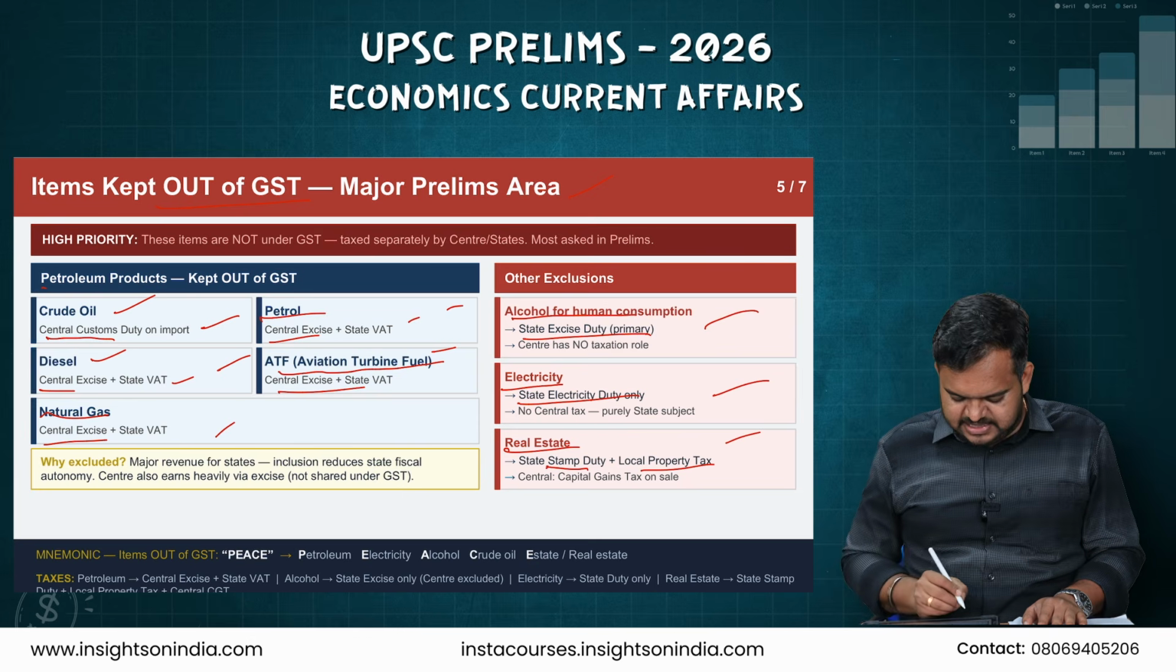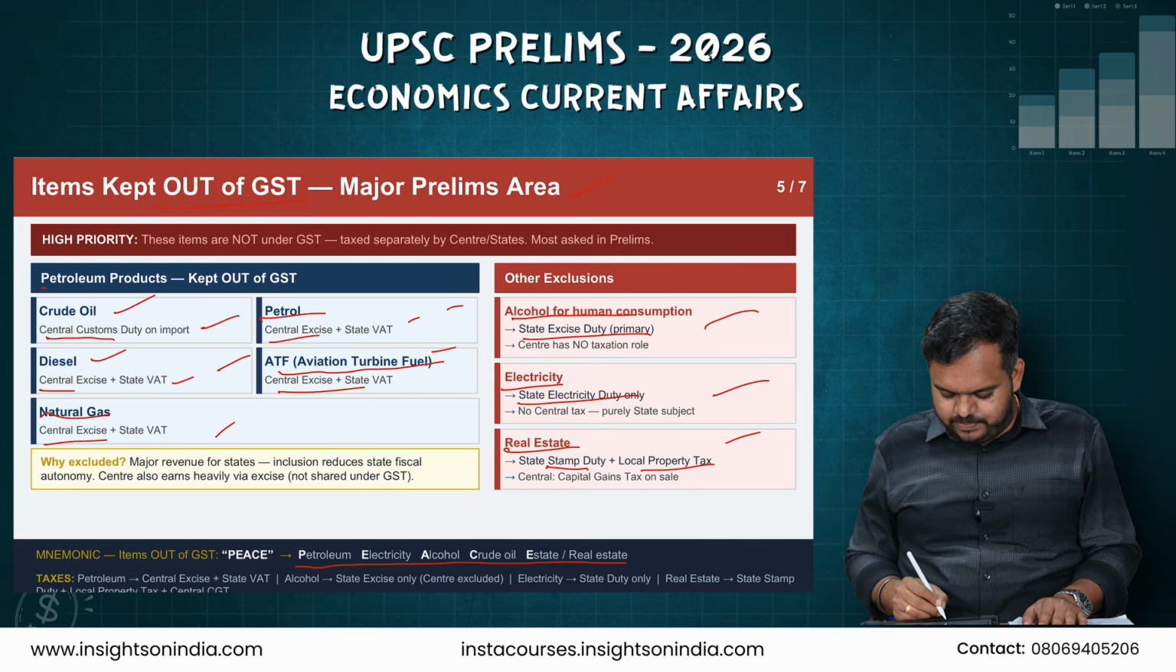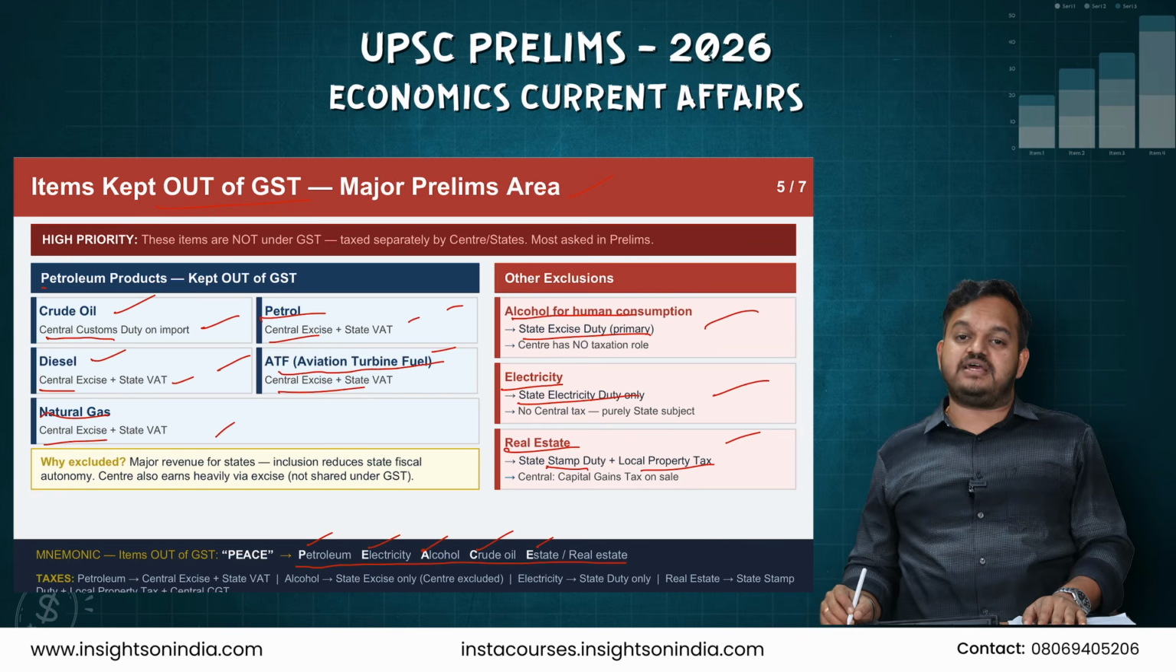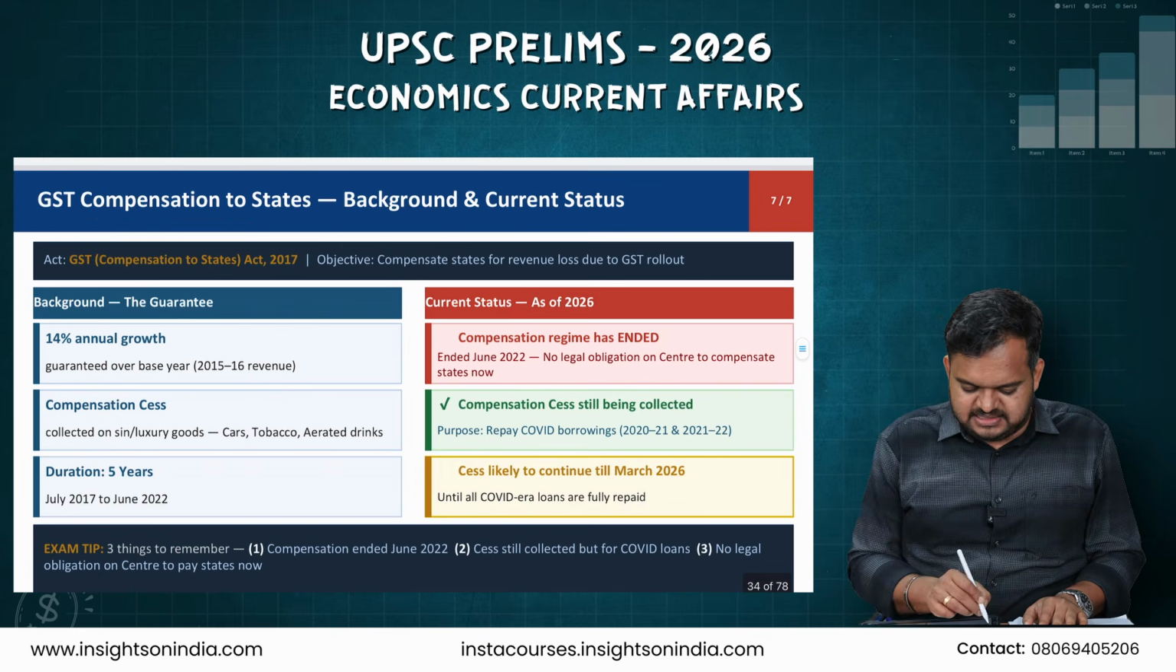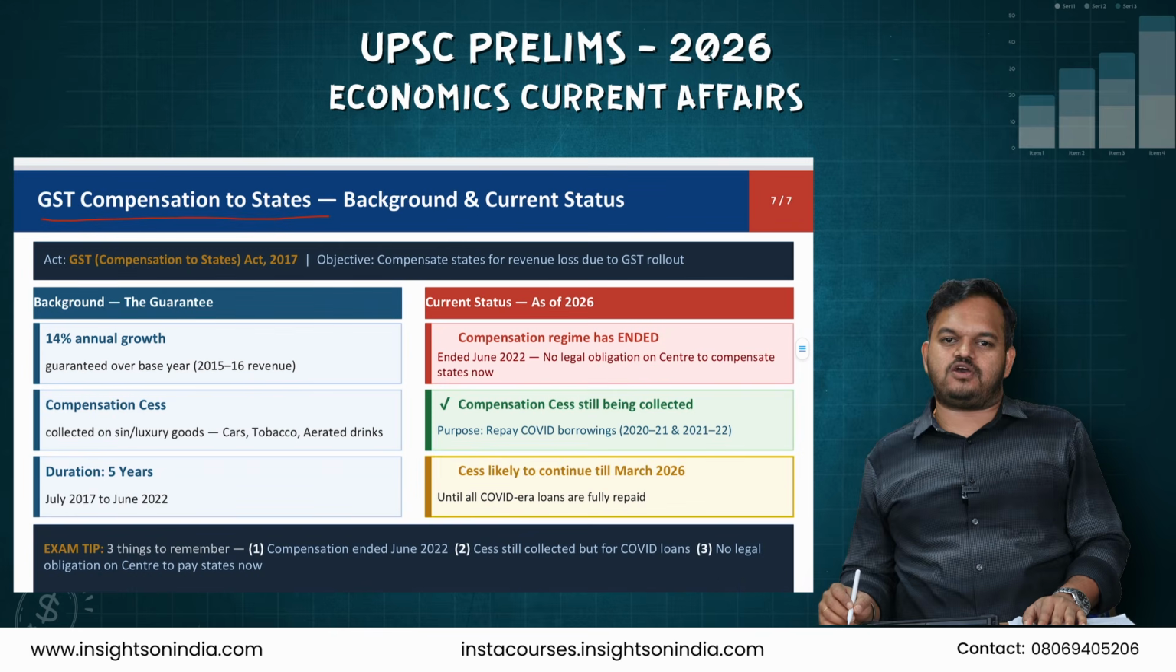So there is a mnemonic as well. You can remember it as PEACE: petroleum, electricity, alcohol, crude oil, estate. That refers to real estate, right? There is a discussion regarding GST compensation.